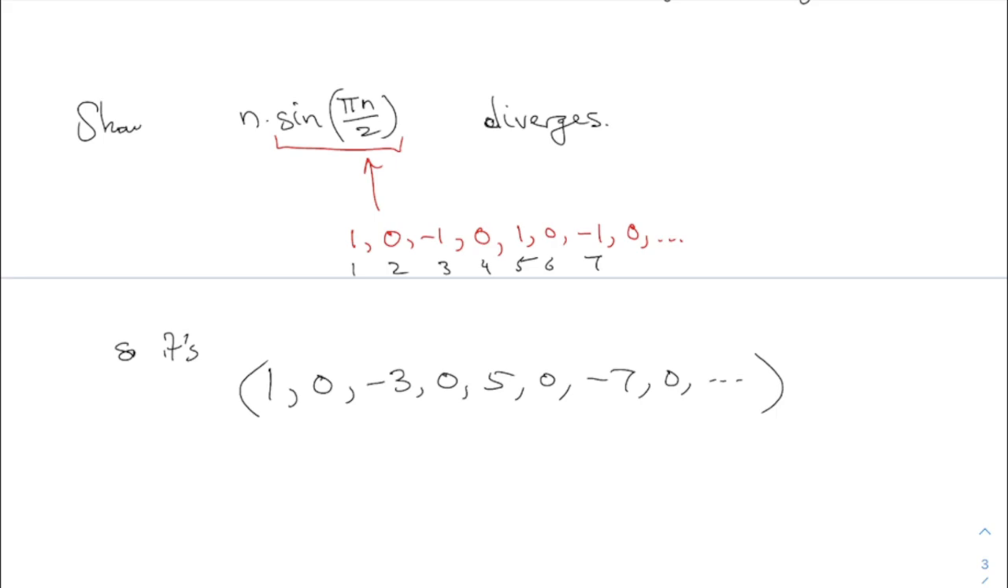The next number would be 9, right? I think if I take just all the positives, it's 1 and then 5 and then 9. It'll increase by 4 every time, right? Just because of the way the sine sort of cycles between four values. This is a subsequence.